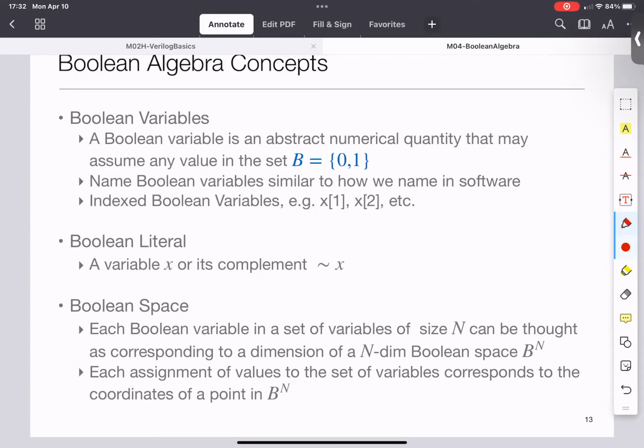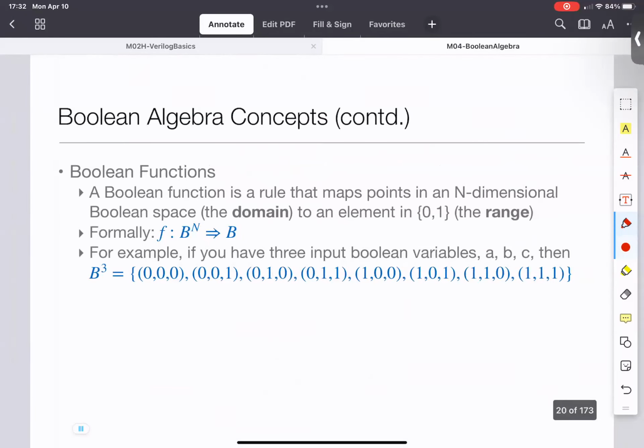Each axis has 0, 1. Okay, Boolean functions. Boolean functions, just like our regular functions, take a bunch of inputs and produce a bunch of outputs. In particular, we are going to focus on functions which take n inputs and produce a 1-bit output. They have n input parameters, uppercase N, and then they output one bit. For example, our 2-input AND gate maps from B squared to B.